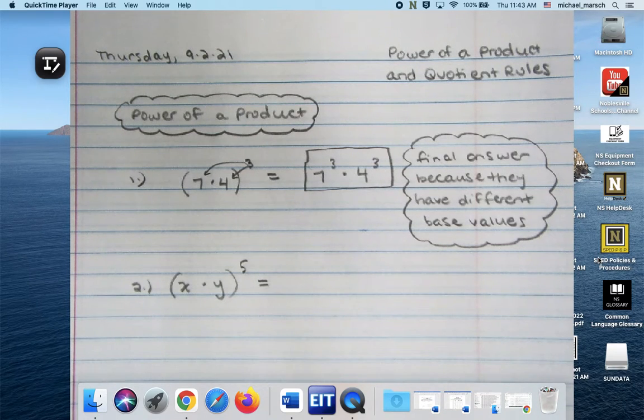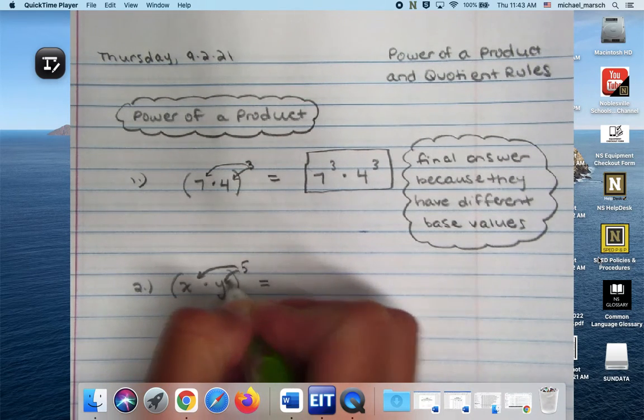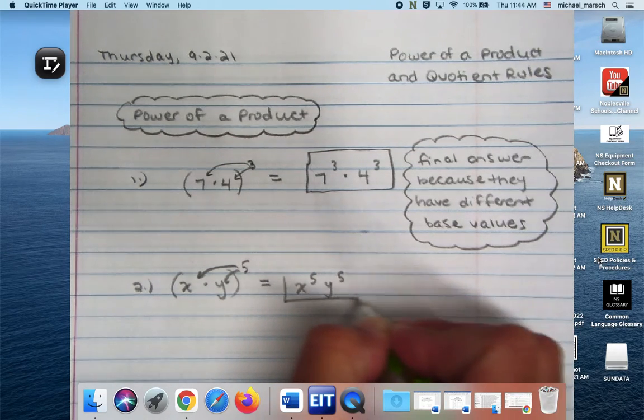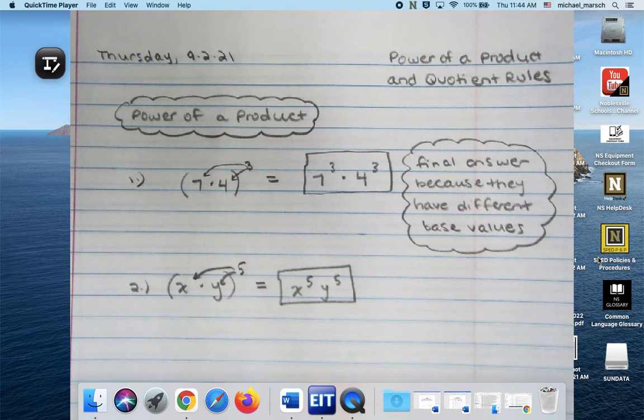X times y to the fifth power. I'm going to distribute. I'm going to get x to the fifth, y to the fifth. Can't do anything with those, again, because they are different base values.